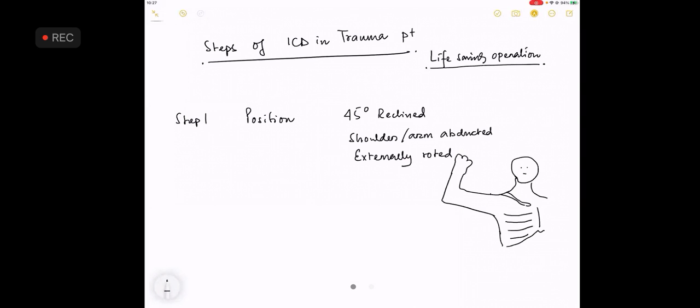So this area is the chest wall. I will try to do a very schematic picture. This is the anterior fold of axilla, this is the posterior fold of axilla. So this area is the chest wall. Okay. So 45-degree, the patient is not sitting. Remember, the patient is not sitting. The patient is in a 45-degree reclined state. The shoulder and the arms are abducted. The patient's hand is externally rotated. So this is usually the position.